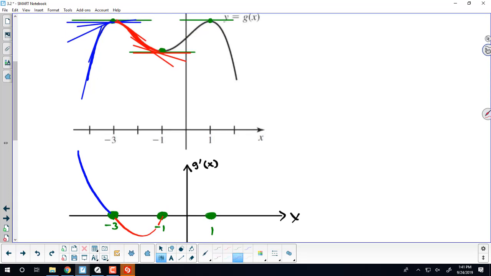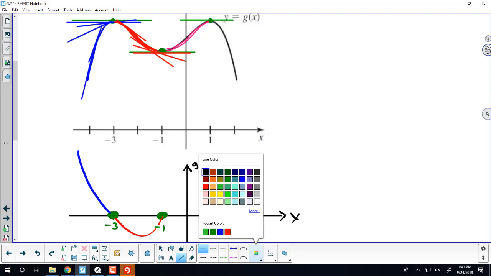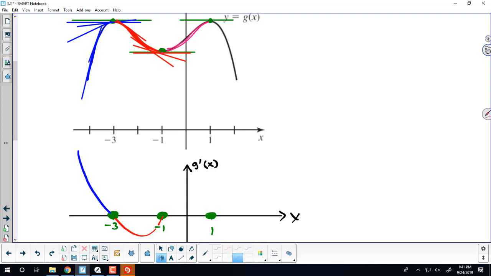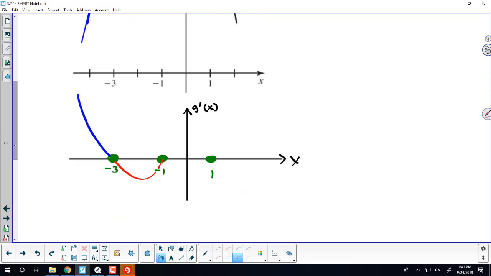Okay, and this third piece, what are the slopes doing here? So we start out kind of right here. They're positive. They get more positive, and then they have to flatten out again. This is basically the same graph but flipped over the y-axis. Not quite. They start out positive, they get more positive, and then they flatten out to get to 0 again.